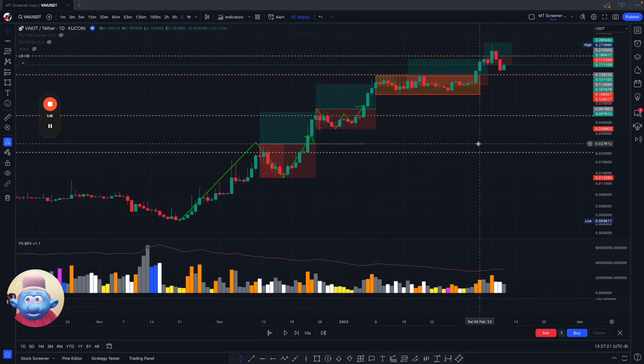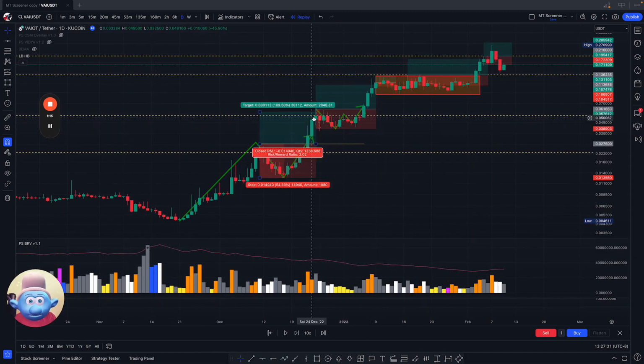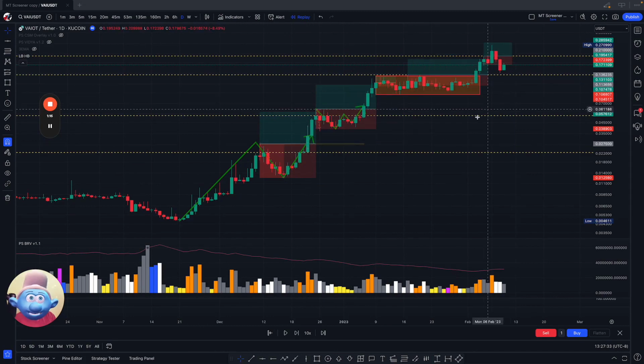We're trying to find stuff that has the potential to be explosive. And that's where the volume analysis really can supercharge your ability to identify the right assets.